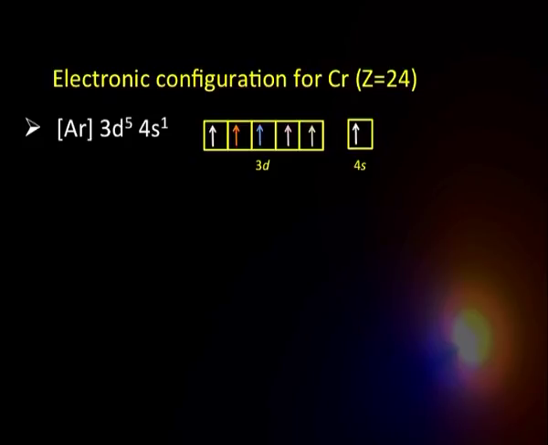Now, if I go further and take the second electron configuration, which is experimentally observed, that is 3d5 4s1, and do the same exercise all over again, what do we find?